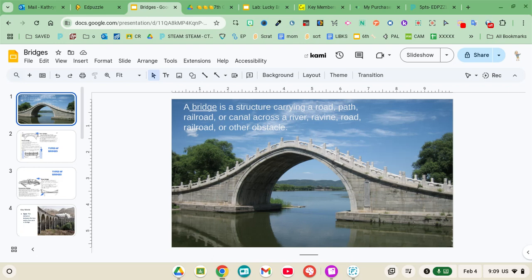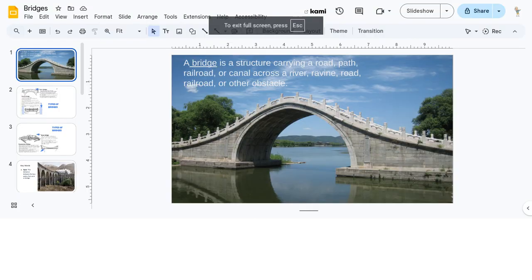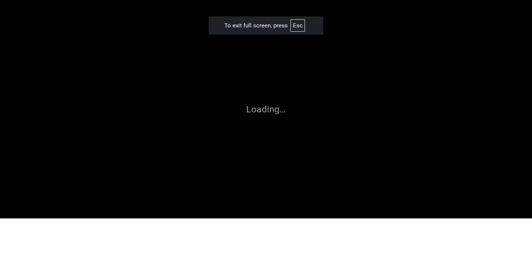So let us view the slideshow. This lab in our unit is about bridges.